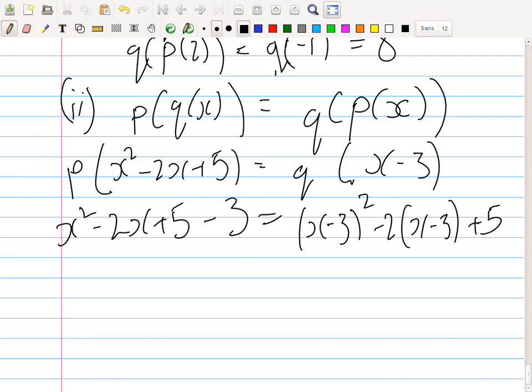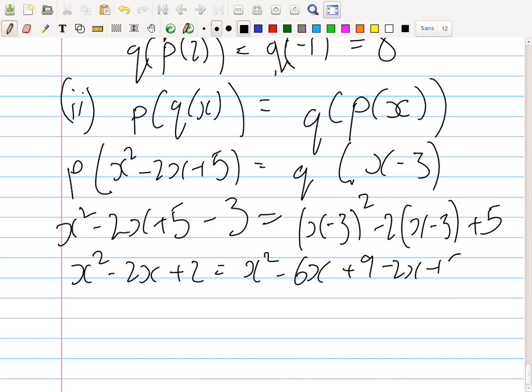You forgot minus 3. I don't think so. I substituted x minus 3 into q. That looks right. And then I substituted x squared minus 2x plus 5 into p. Yeah, they're both fine. Okay? You stop here? No. You want to solve it. But it's not going to be difficult to solve because what type will it make? Quadratic. So looking at the left, I get x squared minus 2x plus 2 equals x squared minus 6x plus 9 minus 2x plus 6 plus 5. Now let me scroll down.